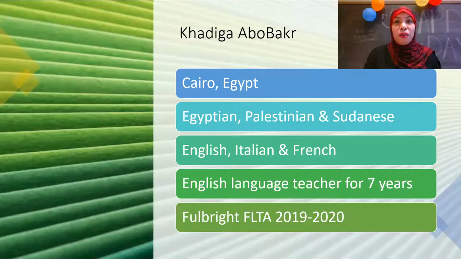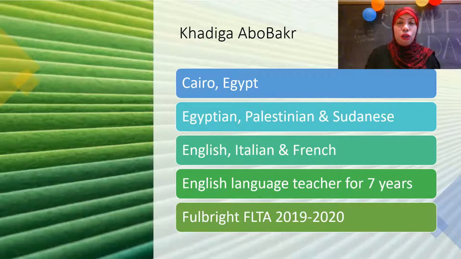Just before I go on, I would like to introduce myself. Like I told you, I'm Khadiga AboBakr, and I come from Cairo, Egypt. I come from three origins: I'm Egyptian, Palestinian, and Sudanese, because my mom is Palestinian and my dad is Sudanese, and his mom, which is my grandma, is Egyptian. I also speak English, Arabic, a little bit of Italian, and I can understand French.